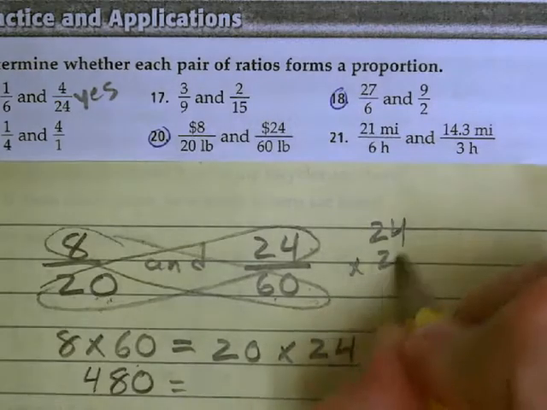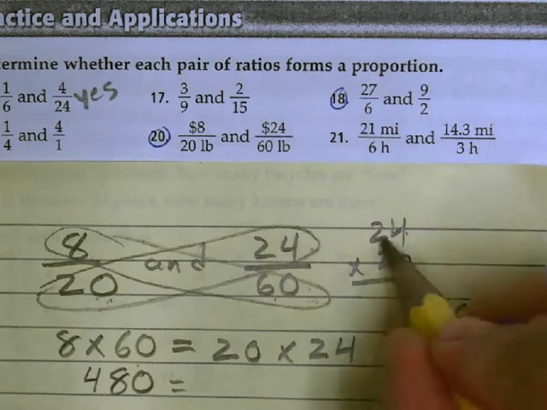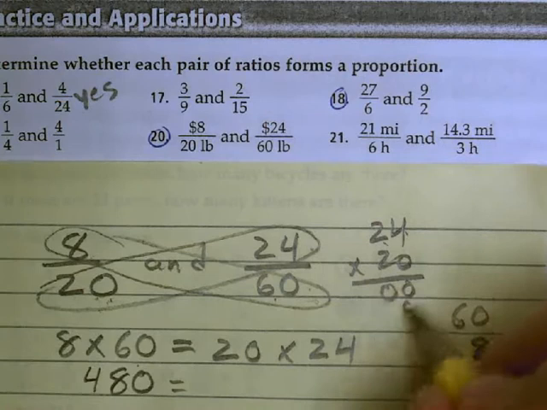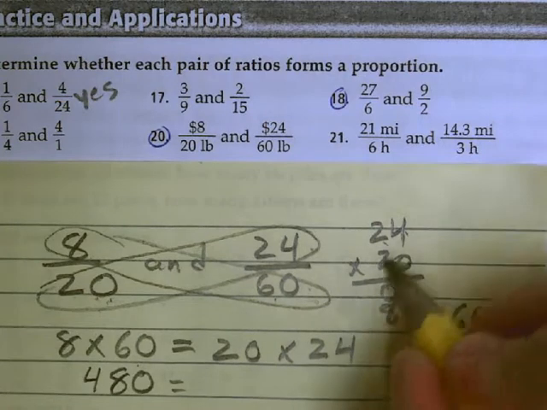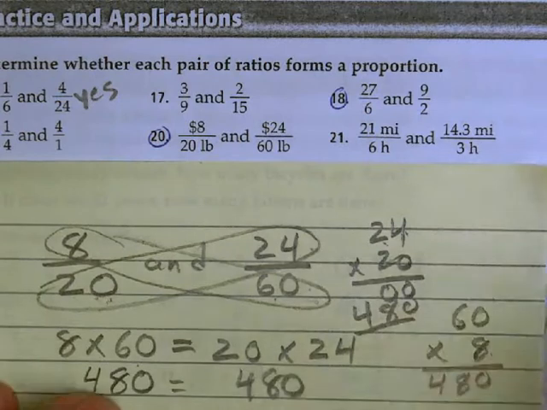Alright. 0 times 4 is 0. 0 times 2 is 0. 2 times 4 is 8, and 2 times 2 is 4. Look at that. 480. So, I say yes.